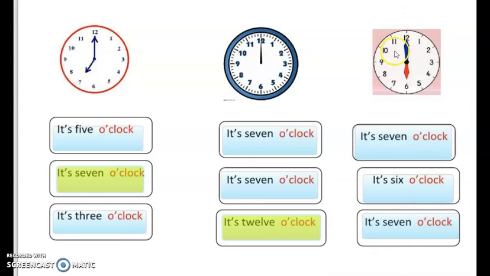And the last one, this clock here. It's 7 o'clock. It's 6 o'clock, it's 7 o'clock. So it's 6 o'clock.